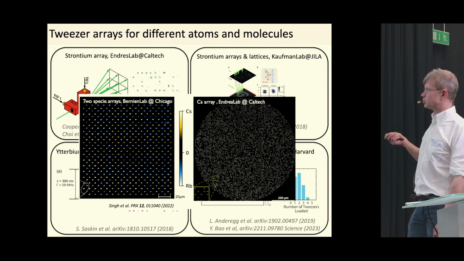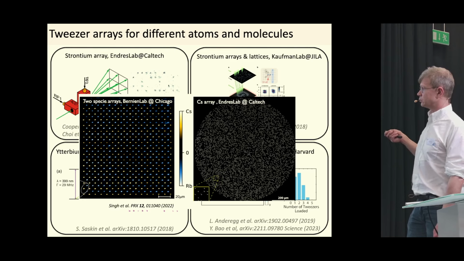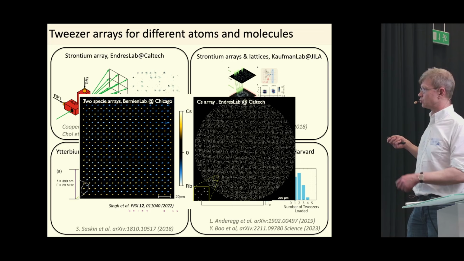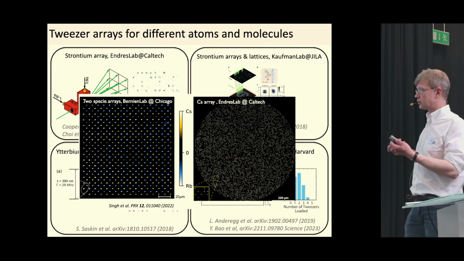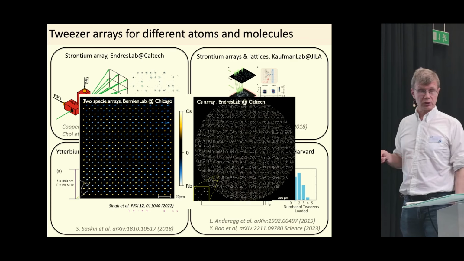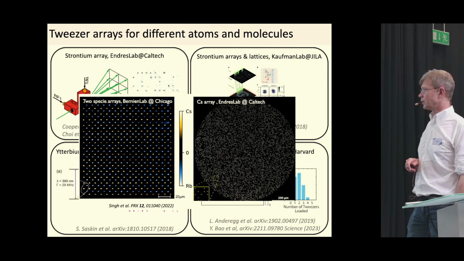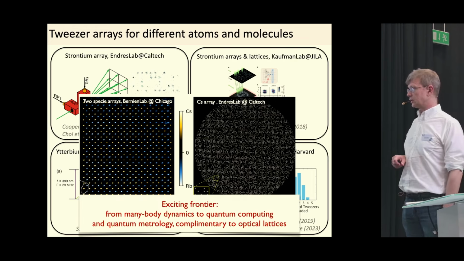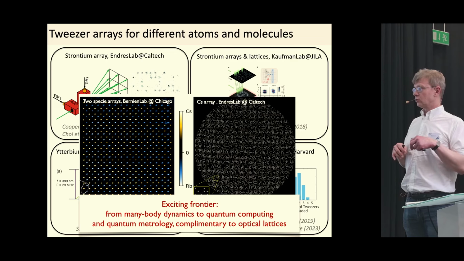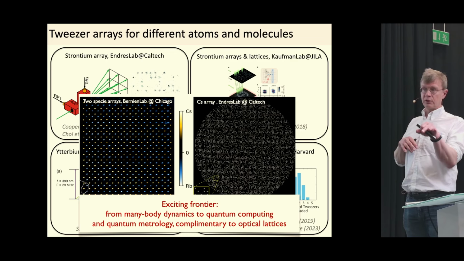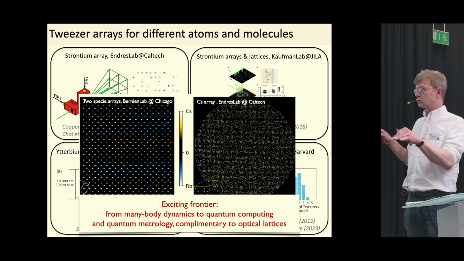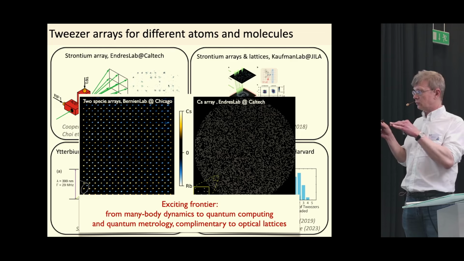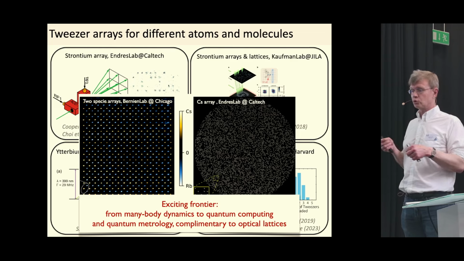So this is actually a cesium array, which was, so far, just atoms trapped. There are no Rydberg interactions, but the number of atoms trapped here is more than 5,000. It's actually quite impressive, as in Manuel's group. So this is really an exciting frontier because it bridges many different directions, from many-body dynamics to quantum computing to quantum metrology, and this tweezer array is very much complementary to optical lattices.